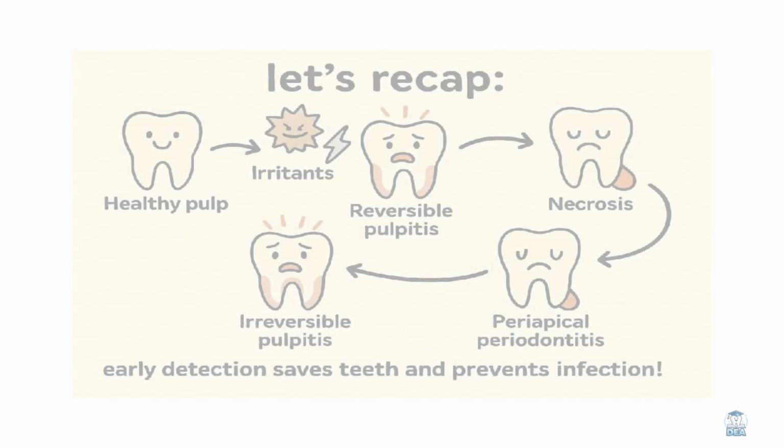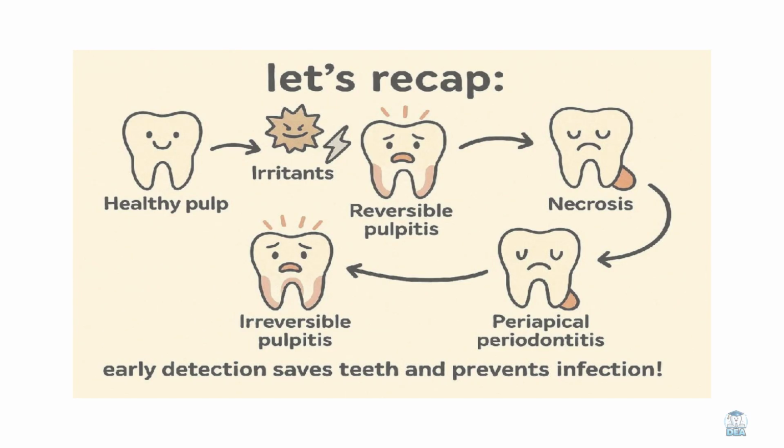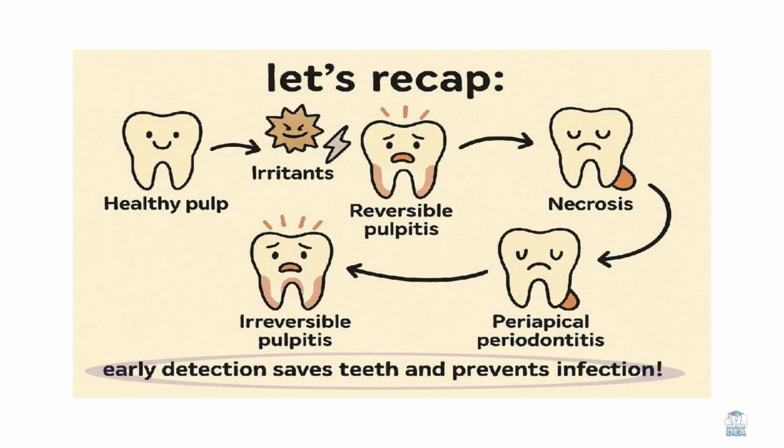Let's recap. Healthy pulp can heal. Irritants like caries, trauma, and repeated dental procedures can trigger inflammation. Reversible pulpitis may heal, but irreversible pulpitis leads to necrosis and eventually periapical periodontitis. That's why early intervention is key.